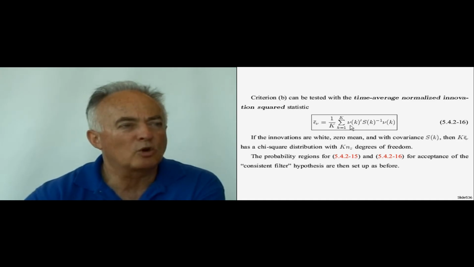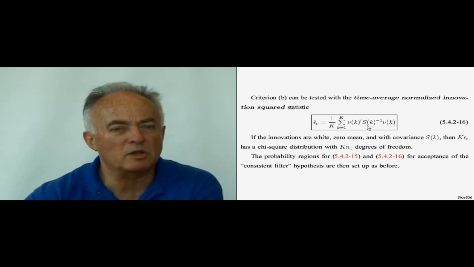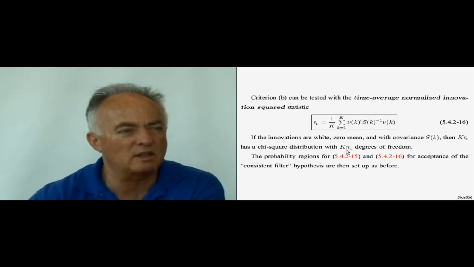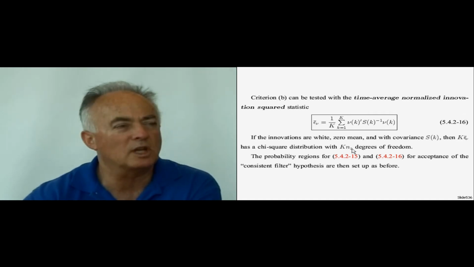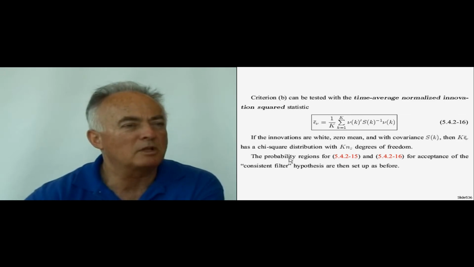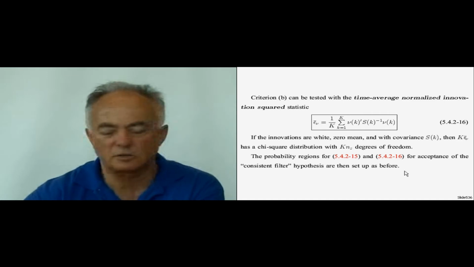And again, because of the whiteness, assuming that the whiteness condition is satisfied, this will be the sum of capital K independent chi-square random variables with nz degrees of freedom. So the resulting sum has a chi-square distribution with K times nz degrees of freedom. We divide by K, so we will be based on this distribution, but divided by K, so we'll be around nz. All these numbers end up around nz. And the probability regions for these tests based on these distributions are set up exactly as before.